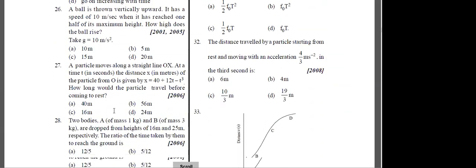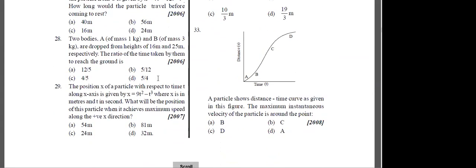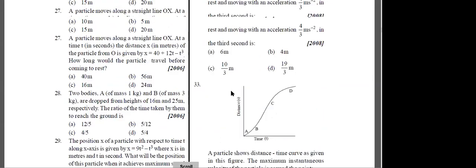27, easily you can solve. 28, same. 28 is also easy. You just have to take the ratio of time. And now distance ratio is given, u is equal to 0. So I guess all of you can solve. Half a t1 square by half a t2 square is equal to s1 by s2. 29, easy, differentiation, right?